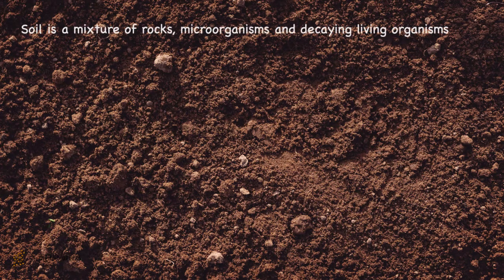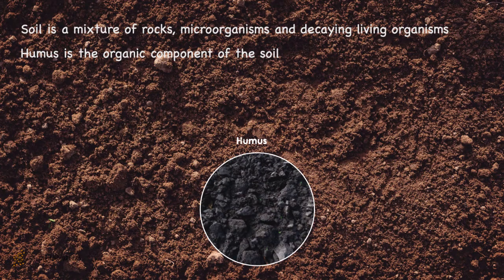Soil is a mixture. It contains small particles of rock. The dead organisms get decayed in the soil by the action of microorganisms. As a result, soil contains microorganisms and decaying living organisms. The organic component of soil is formed by the decomposition of leaves, plant parts, and other living organisms. This organic component of soil is called the humus. This humus will improve the quality of soil as it will help in the growth of plants.